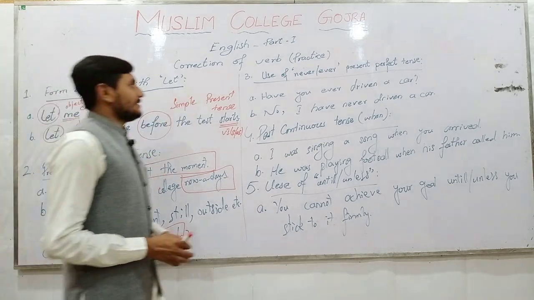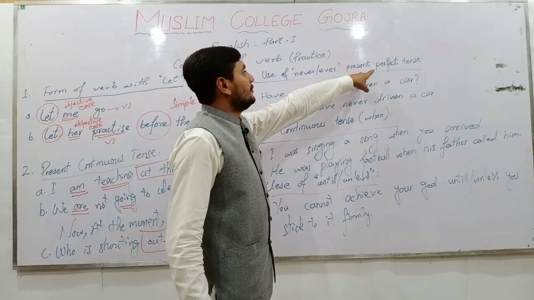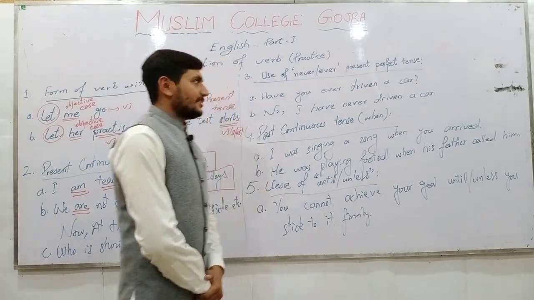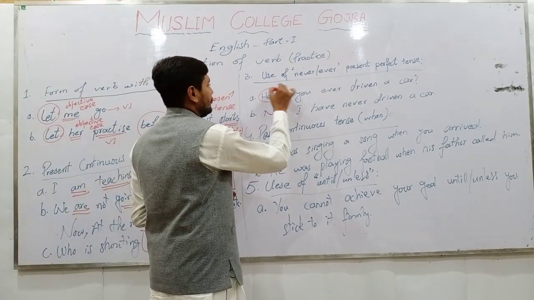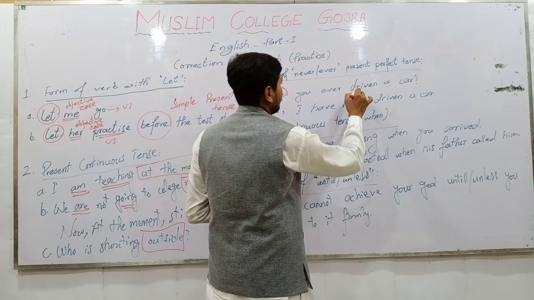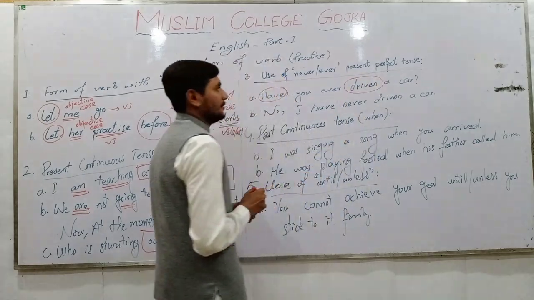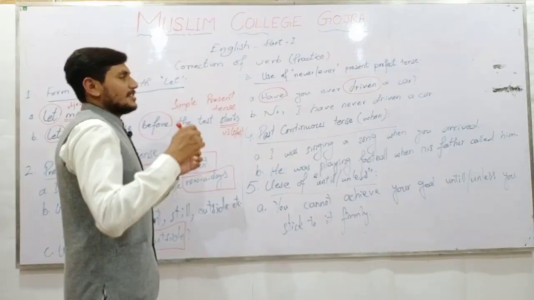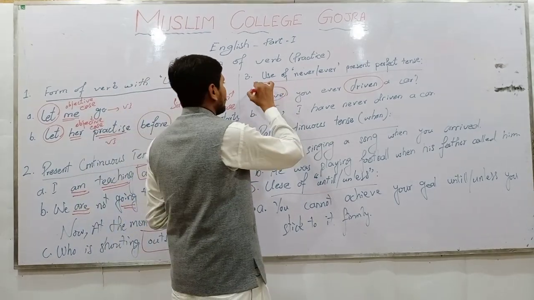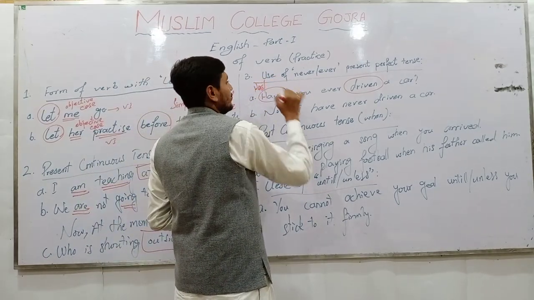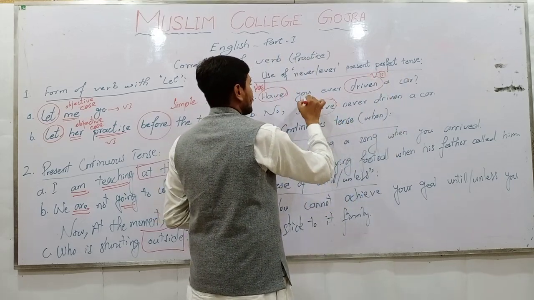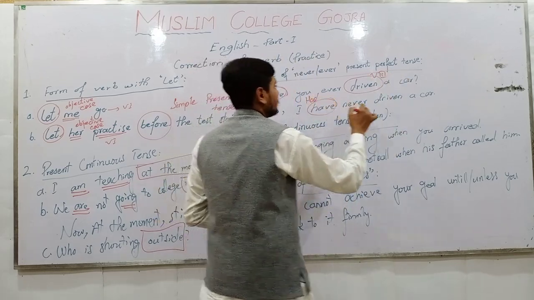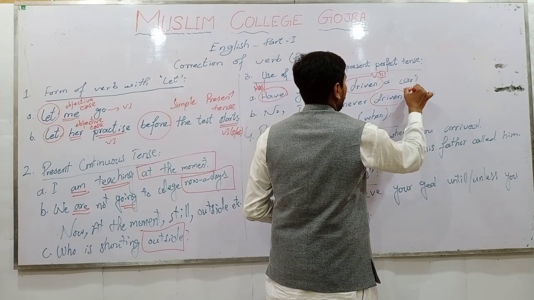The third point is use of never or ever in present perfect tense. Everybody knows that present perfect tense uses has or have plus verb's past participle, verb's third form: has or have plus verb's third form.